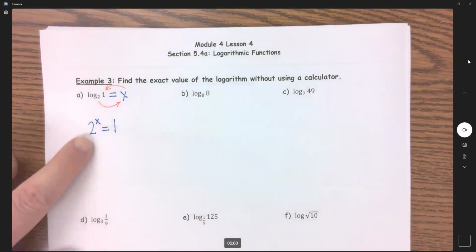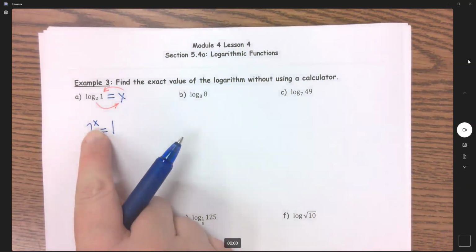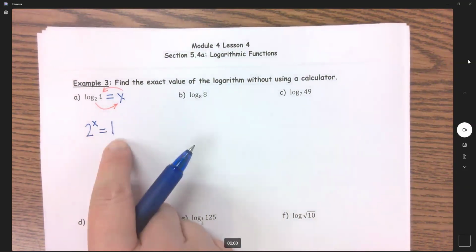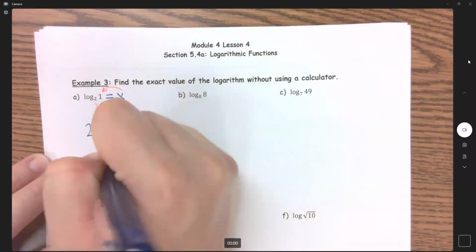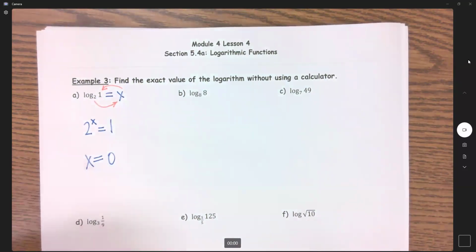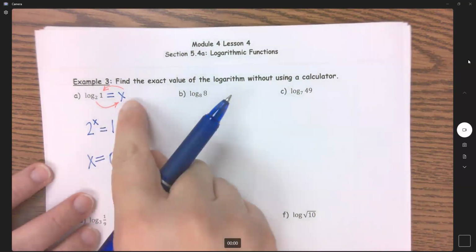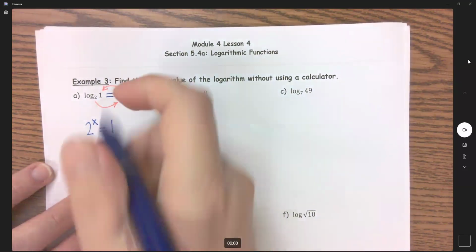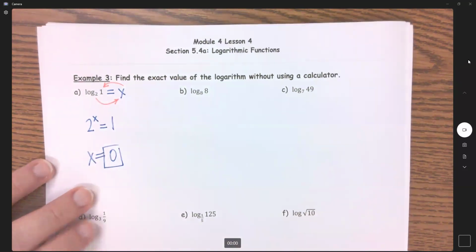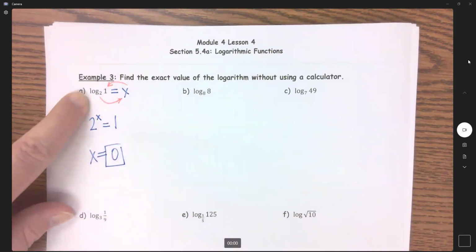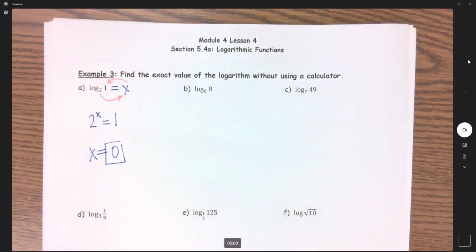This is kind of the one exception. This is just a rule we have to know. What's the only number I can plug in here into x to make this equal 1? That has to be 0. Now, instead of circling or boxing this entire thing of x equals 0, I turned this into an equation. So my answer here is simply 0. So if we know how to put this in our calculator, log base 2 of 1 would equal 0.